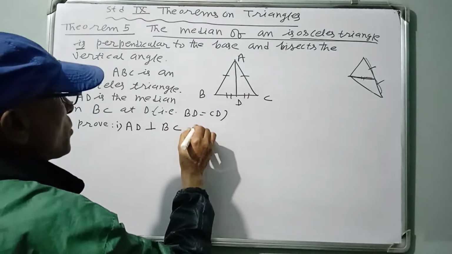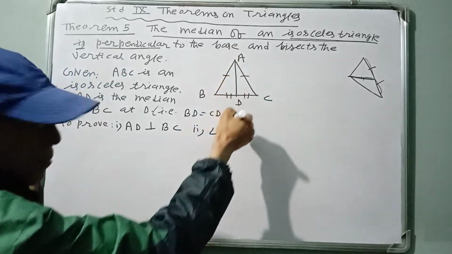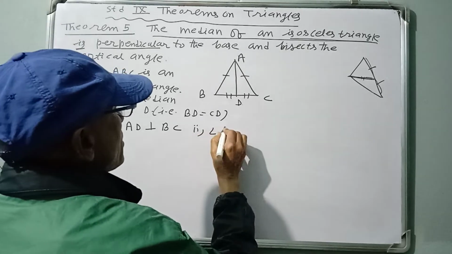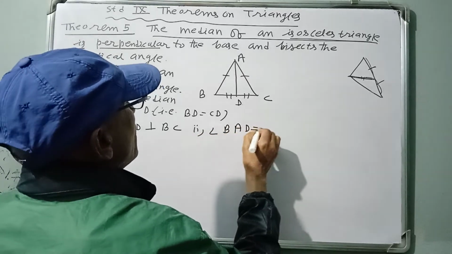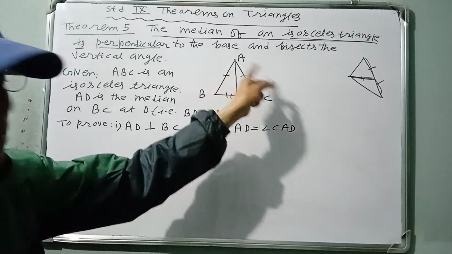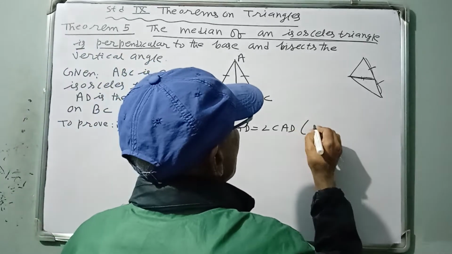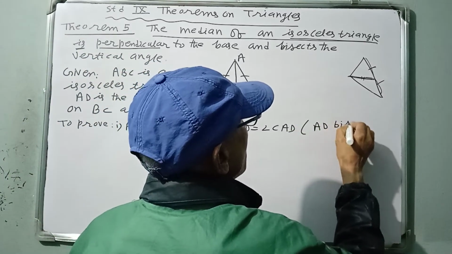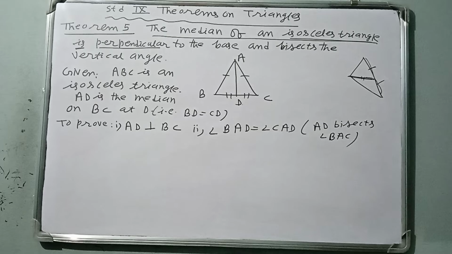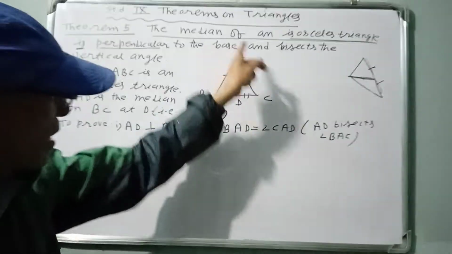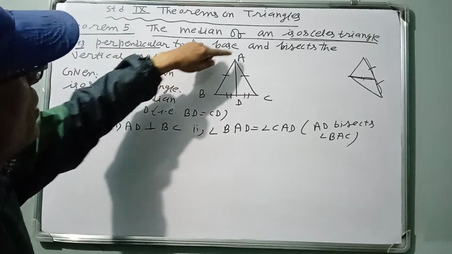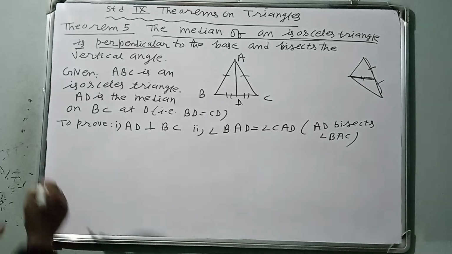Proof number 1. Proof number 2. The median AD bisects the vertical angle. BAC is the vertical angle. That means angle BAD equals angle CAD. What does it mean? AD bisects angle BAC, the vertical angle. AD bisects the vertical angle BAC. It means angle BAD equals angle CAD.